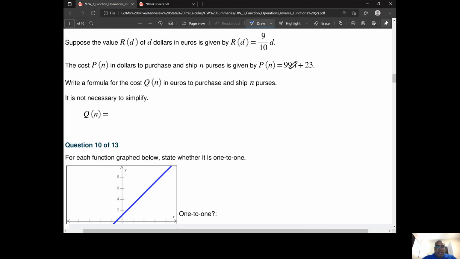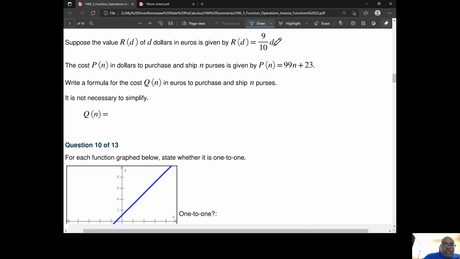So P of N is in dollars. So this is dollars to ship. We want to know how many euros. So we're going to put this into that. Okay, this is dollars to euros. Euros is the output. This dollars is the output. Dollars is the input here. So this is kind of a real world composition.